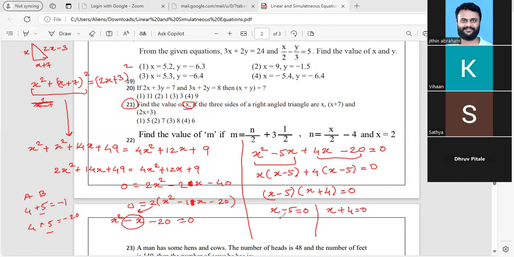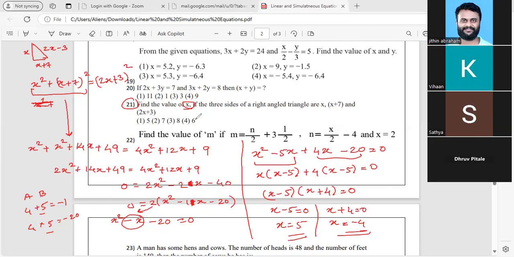Now if x minus 5 is equal to 0, then x would be equal to 5, since minus 5 goes to the other side and becomes plus 5. Over here, when I take 4 to the other side, x equals minus 4. So there are two possible values of x: 5 and minus 4. One of them will be correct, or maybe both will be correct.